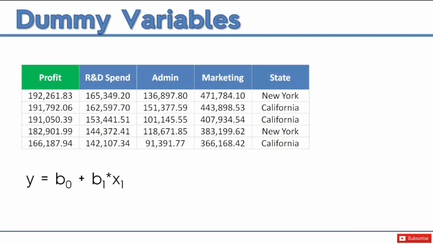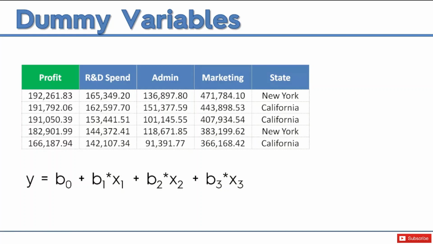So then we've got the B1 coefficient times the X1 variable, which is R&D spend in this case. And X1 is actually the amount, the dollar amount that you see in the R&D column. Then you've got the admin variable, which is X2. It's got a coefficient of B2, once again admin. So in this case, X2 is going to be the dollar amount you see in the admin column. Then you've got the marketing spend, X3, which will be the dollar amount you see in the marketing column.